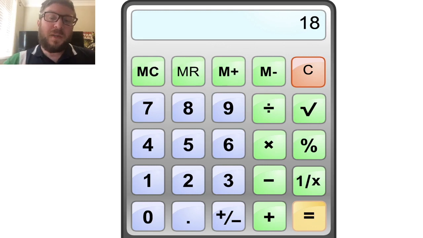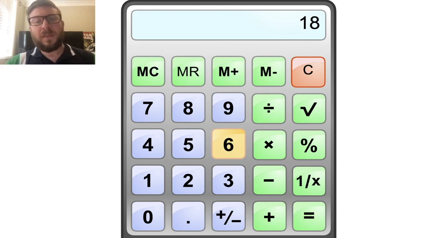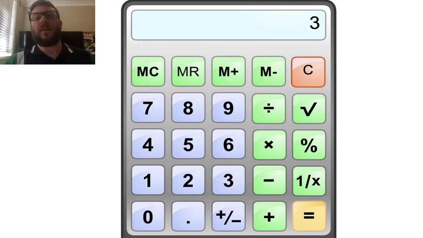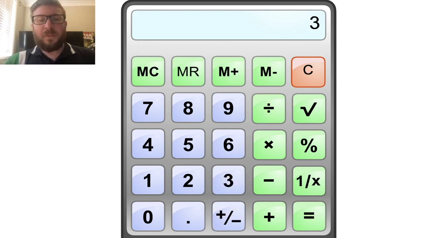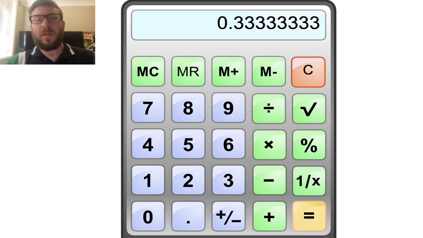But if we were going to do a division, we would have to put it in order, because we could do 9 divided by 3, and that would equal 3. But if we did 3 divided by 9, we'd end up with a decimal number. So we need to make sure that we put them in the right order.